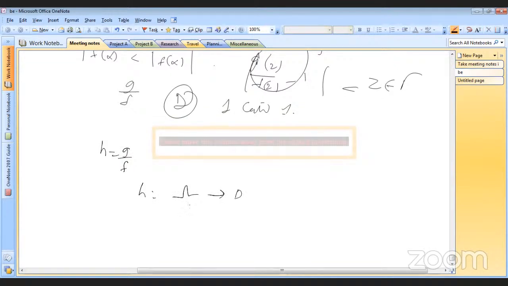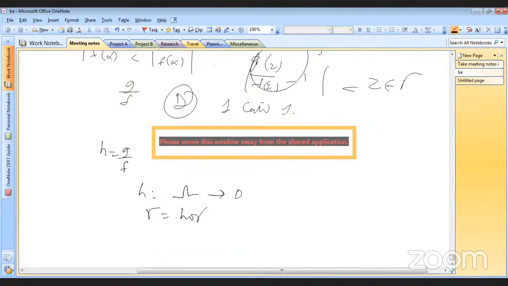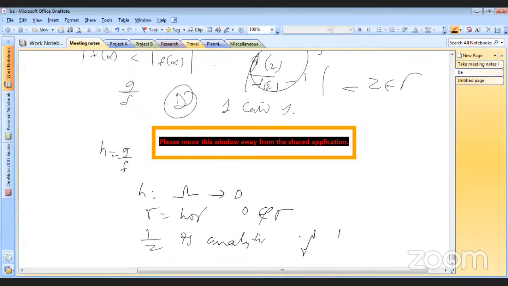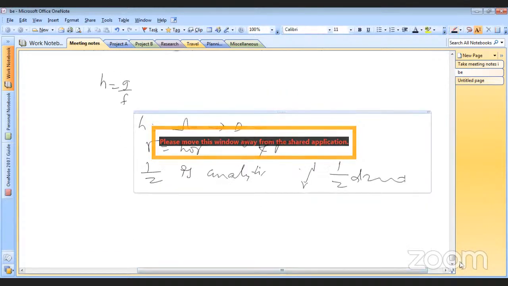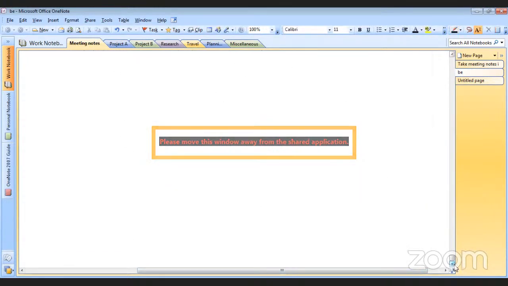So h maps [a, b] into the disc, defined on a comma b. Therefore h of gamma is a circle of gamma, so it's a closed contour. Earlier I told contour 0 gamma. So therefore 1 by z is analytic, and the integration over gamma of 1 by z dz is equal to 0. So under these conditions we take the differentiation of the denominator and the numerator.